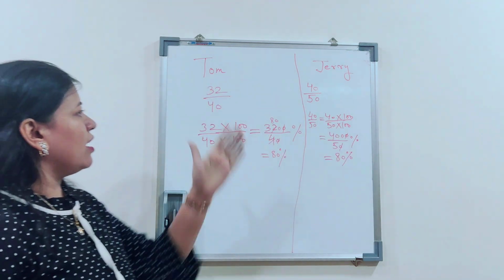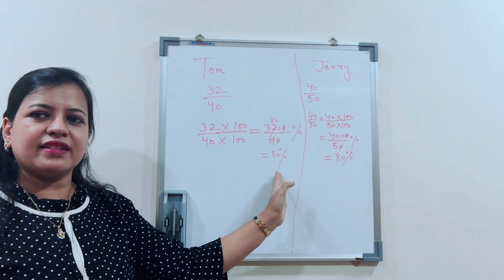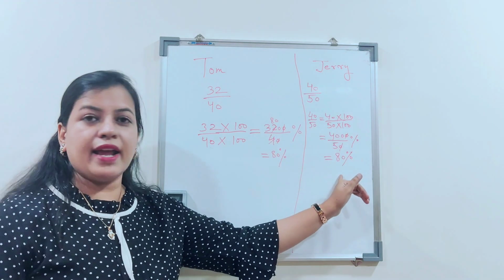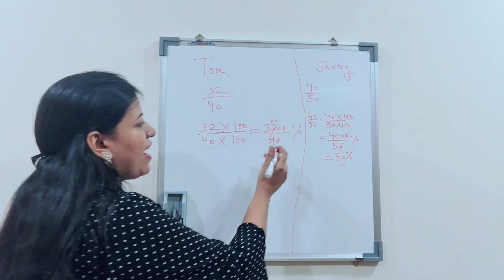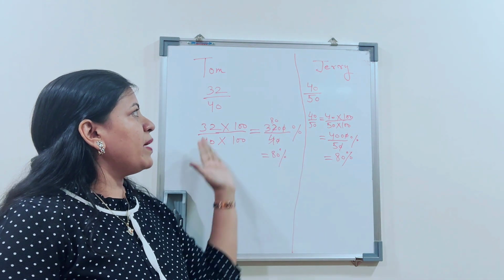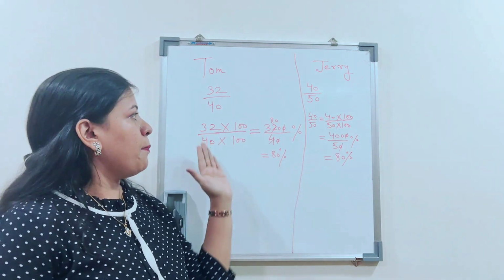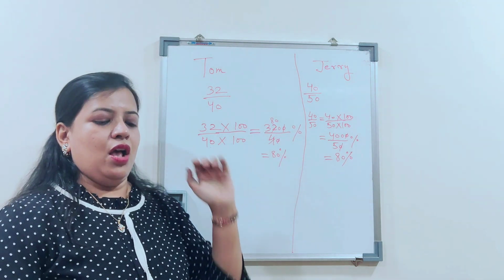Now what you see, according to percentage, Tom scored 80% in his math test, and Jerry also scored 80% in his math test. So see, they fared equally well. Neither Tom did better than Jerry, nor Jerry did better than Tom. Rather, they did equally well.